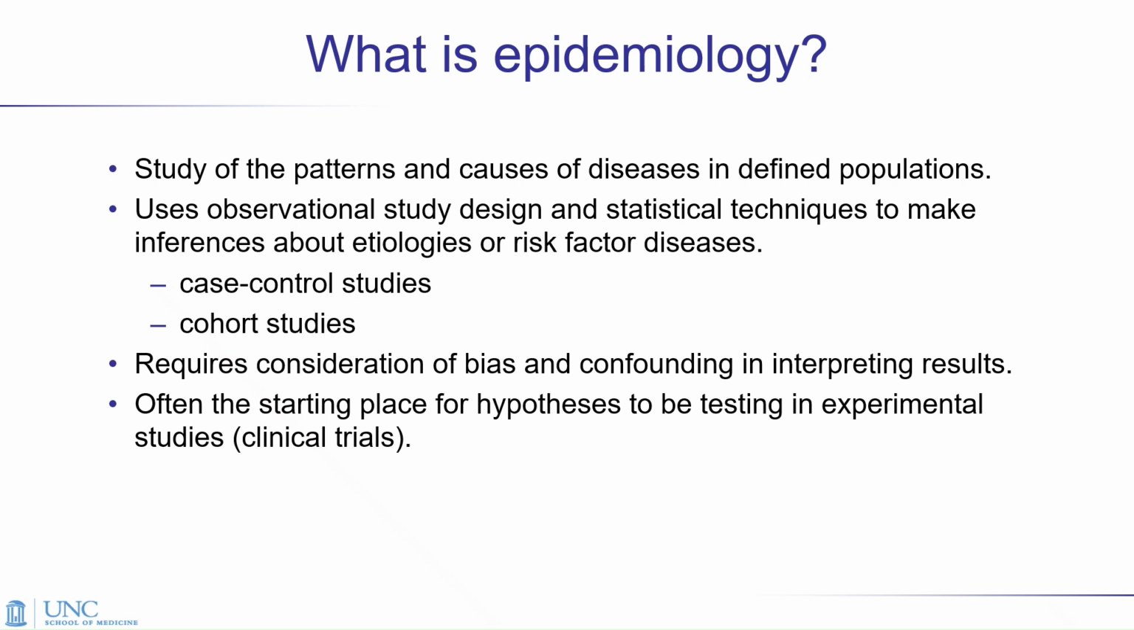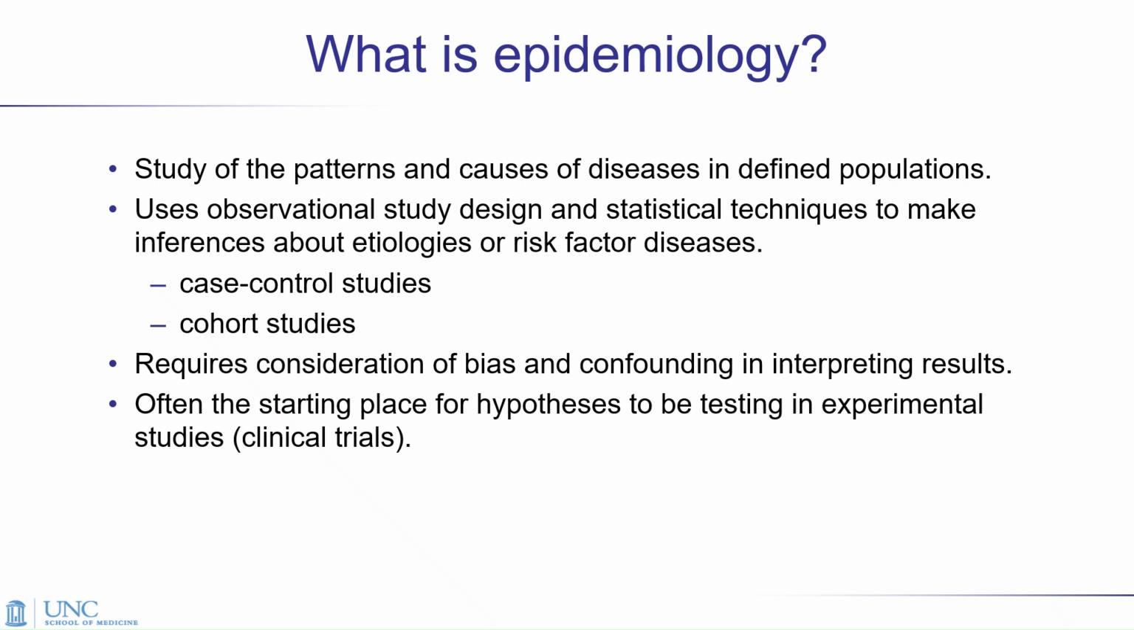This is the study of patterns and causes of diseases in defined populations. These types of studies use observational study design and statistical techniques to make inferences about etiology or risk factors of diseases. So in other words, studies are designed to try to understand what might cause a disease or predispose to a disease. And these are things that you may have heard of called case control studies or cohort studies.